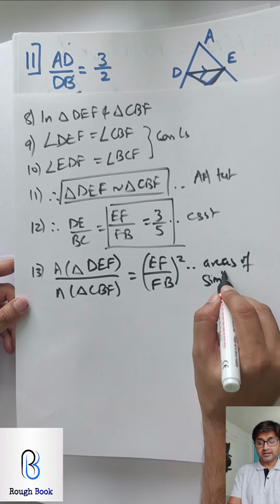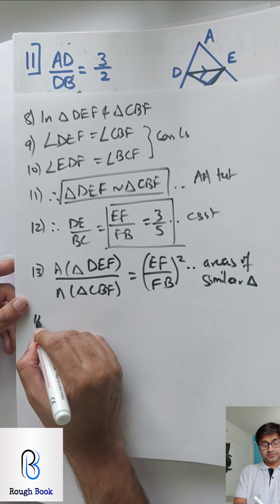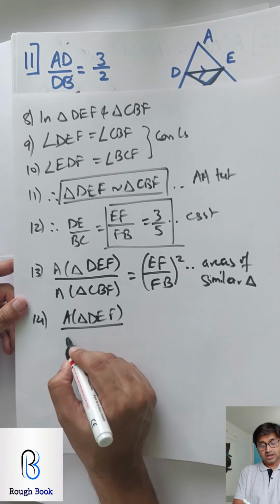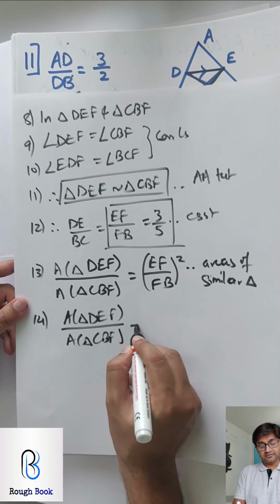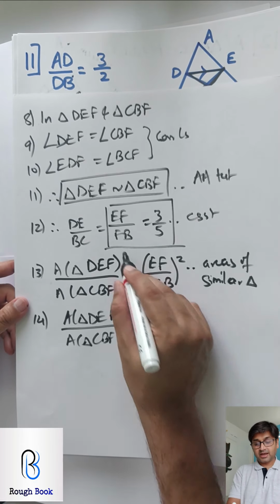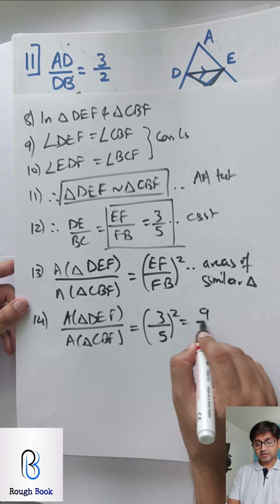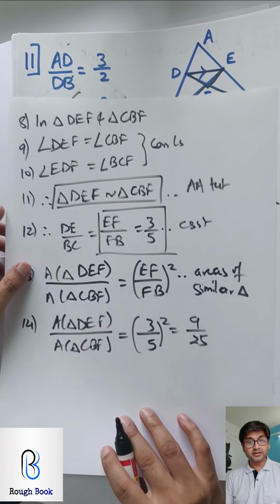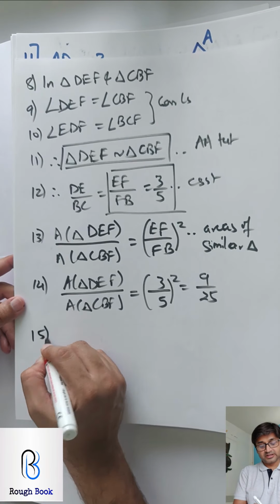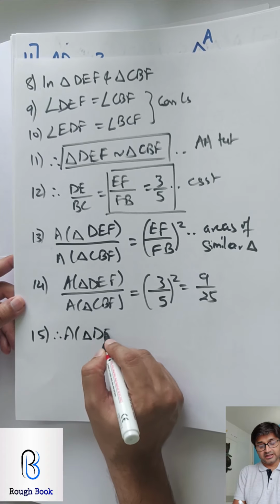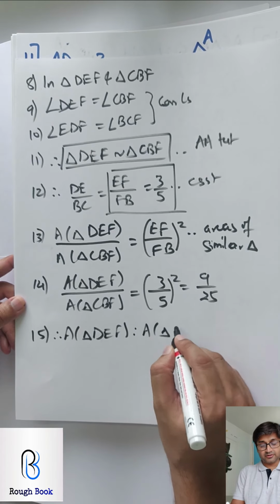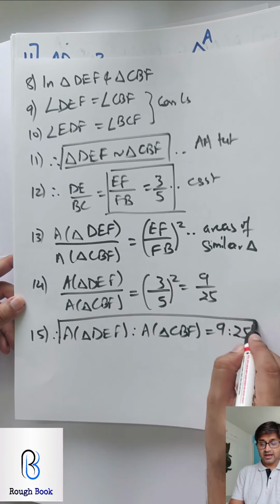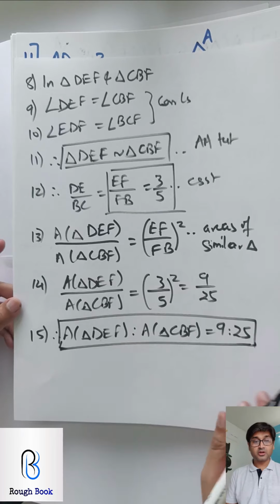Areas of similar triangles, and now substitute the values. So area of triangle DEF upon area of triangle CBF. EF is 3 and FB is 5 squared, so 9 by 25. Now they've asked us in the ratio form. If you don't write it in the ratio form, you lose 1 mark. So please write it. So therefore area of triangle DEF ratio area of triangle CBF is 9 ratio 25, and that's our last part. Got it?